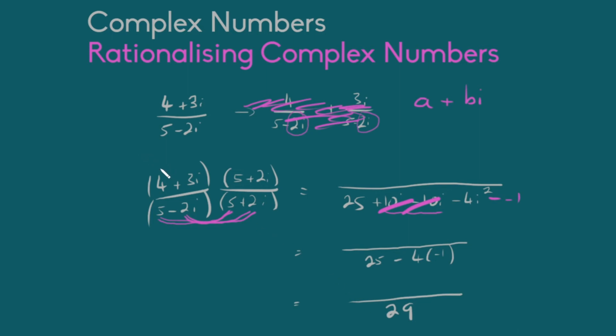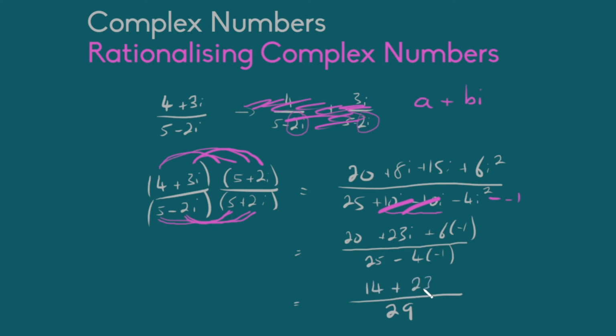So 4 times 5 is 20, 4 times 2i is 8i, 3i times 5 is 15i, and then 3i times 2i is 6i squared. So again, we can combine the imaginary numbers together on the top. So we have 20 plus 23i, and then again, this i squared is going to become negative 1. So we have 6 times negative 1, which is just negative 6. So we're going to have 20 minus 6, which is 14. So we have 14 plus 23i over 29.